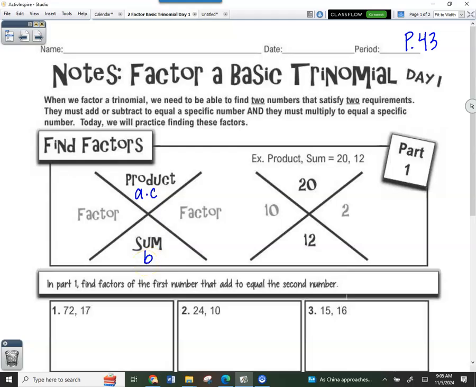Y'all with me? And then these over here, factor and factor, are going to be numbers that you're coming up with. That's the goal. So, for example, I need the product of 2 numbers that give me 20 but add to give me 12, and that would be 10 and 2. Here's why: because 10 times 2 is 20, and 10 plus 2 is 12. Okay?